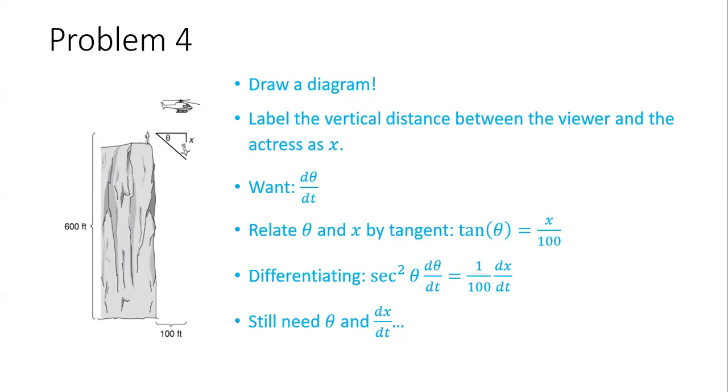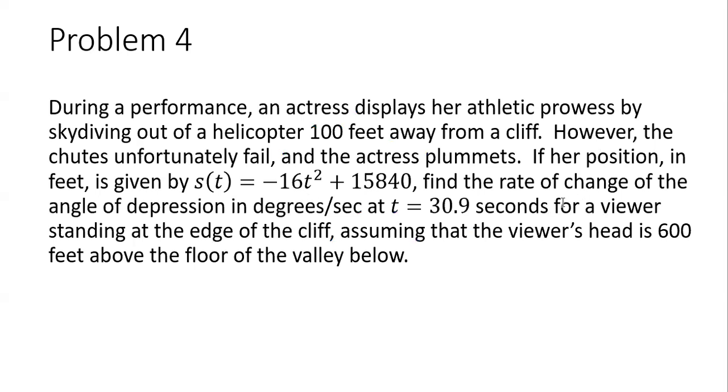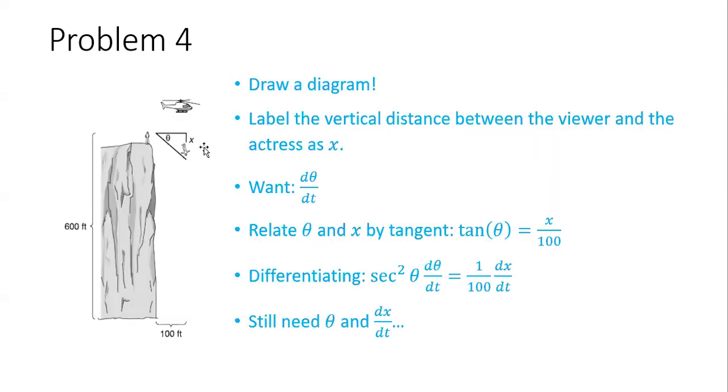Again, as I was saying, we want d theta/dt because it's asking for the rate of change of the angle of depression. So we want d theta/dt. How can we get a relationship between, or how can we get theta in general, I guess? Well, this is a right triangle. So tangent theta is x over 100, if we call this distance x over here, the vertical distance between the viewer and the actress.